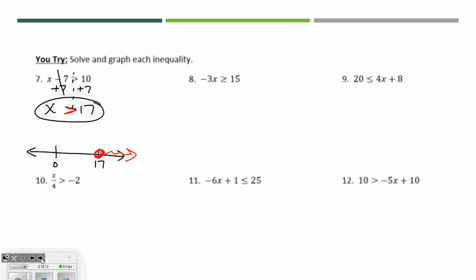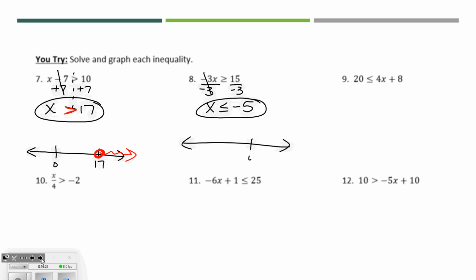All right, number 8. I should have divided both sides by negative 3. When I divide by a negative, I have to flip the inequality symbol. So it becomes a less than or equal to, right? So that's what you should have gotten when you solved.